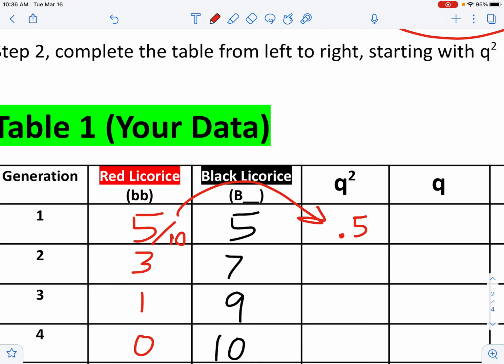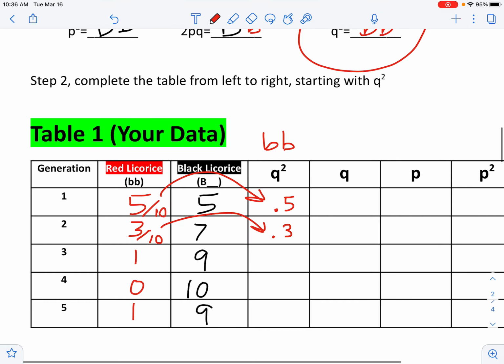That's 0.5. So Q squared is basically your percentage of the recessive genotype in decimal form. Like the next one, what is 3/10? 0.3. By the way, I'm just going to do the first 2 rows, because I think you can do the rest of them if I show you how to do the first 2.